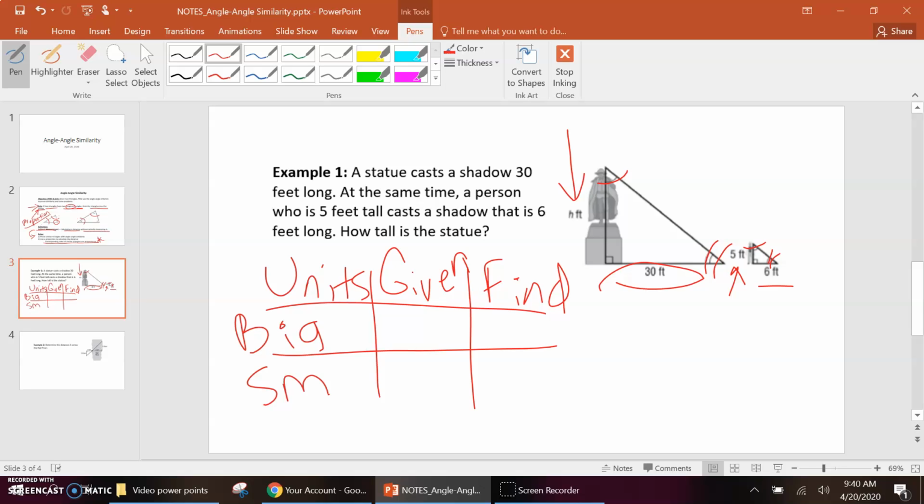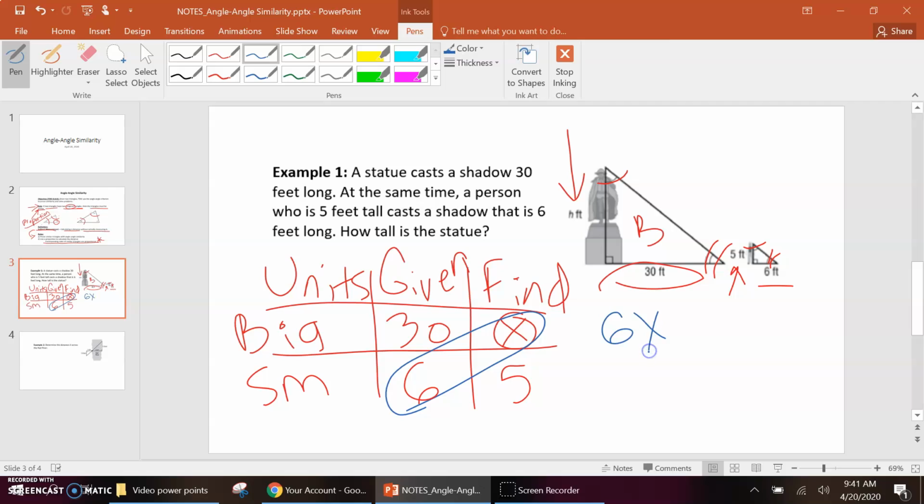Okay, so here on our big triangle, what did they give you? They gave you the shadow, which is 30 feet, and that corresponds with the shadow over here on the little triangle, which is 6 feet. And we are finding the height of the statue, which is on the big picture, so there's the variable, and it corresponds with the height of the person, which is 5 feet. So we cross multiply, and I am going to multiply diagonal that has the variable first, because that's real easy.